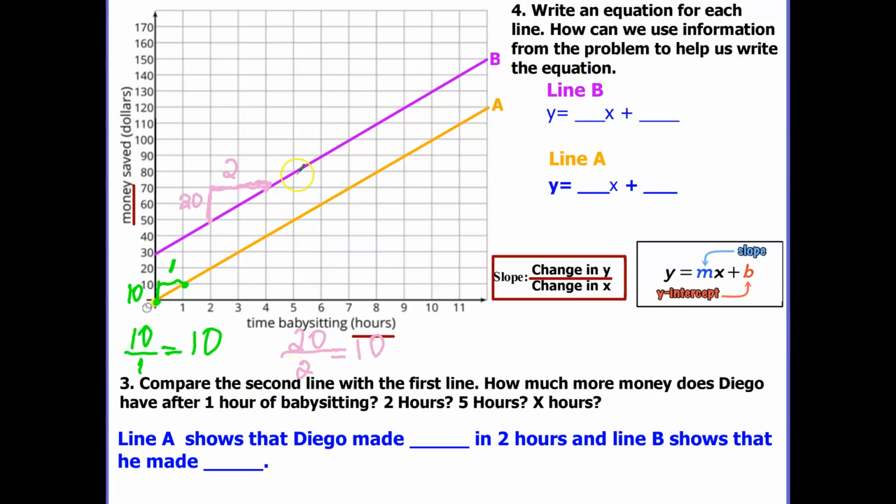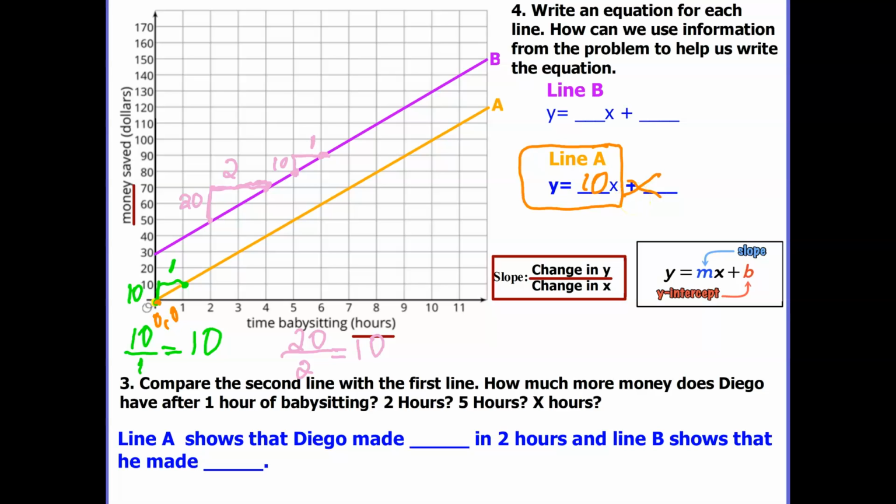I could also have picked two shorter points, which would be 10 over 1, but it is the same slope. So for line A, I have the slope as 10, but I do not have a y-intercept. My y-intercept is (0, 0), so there's no need to write 0. So the equation for line A is y equals 10x.